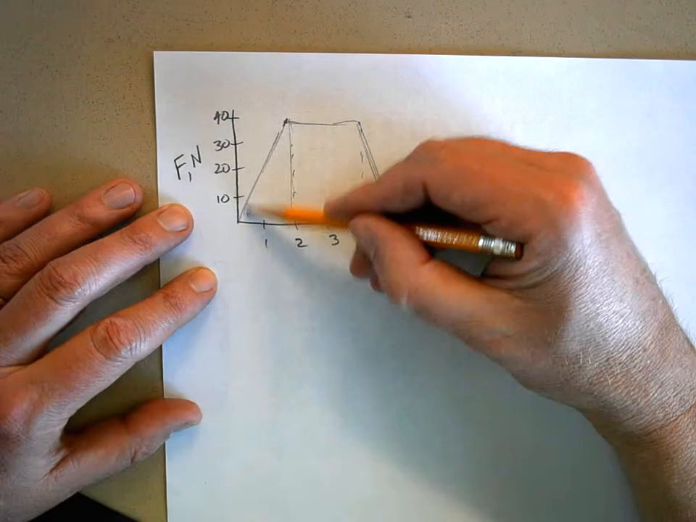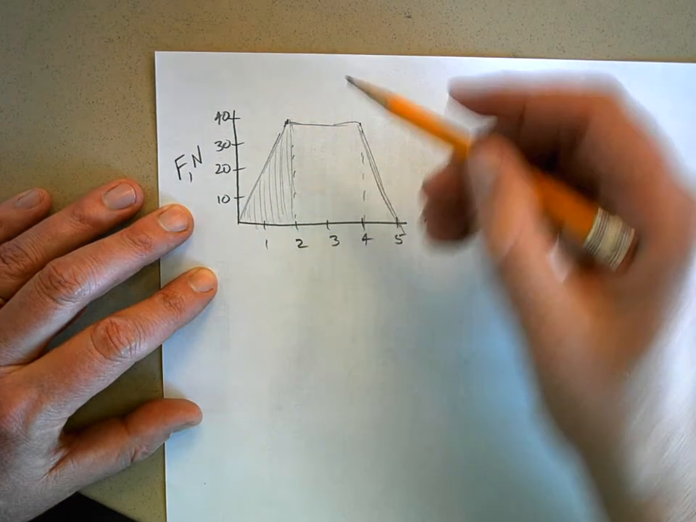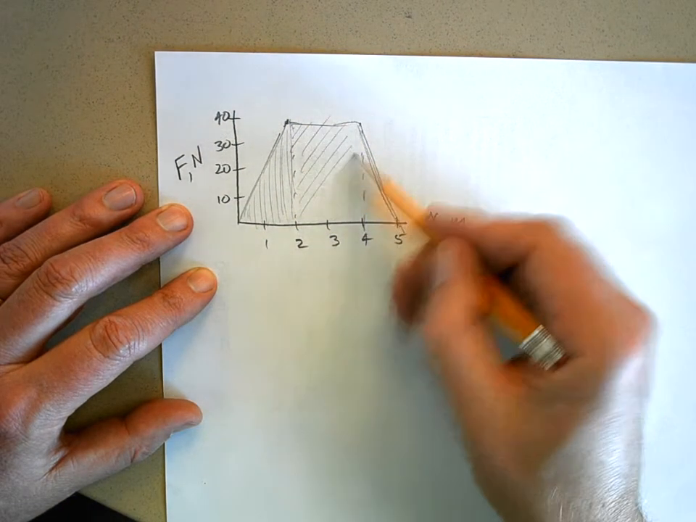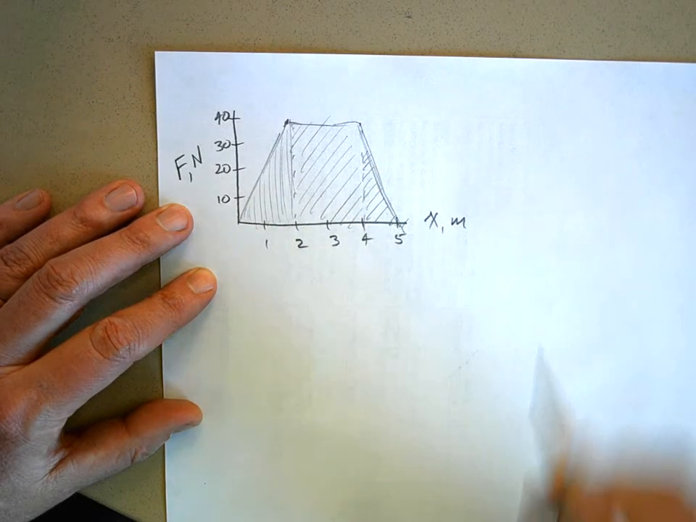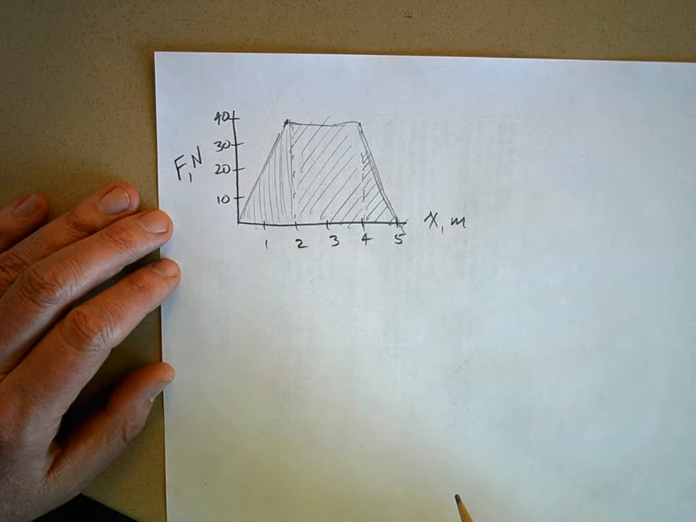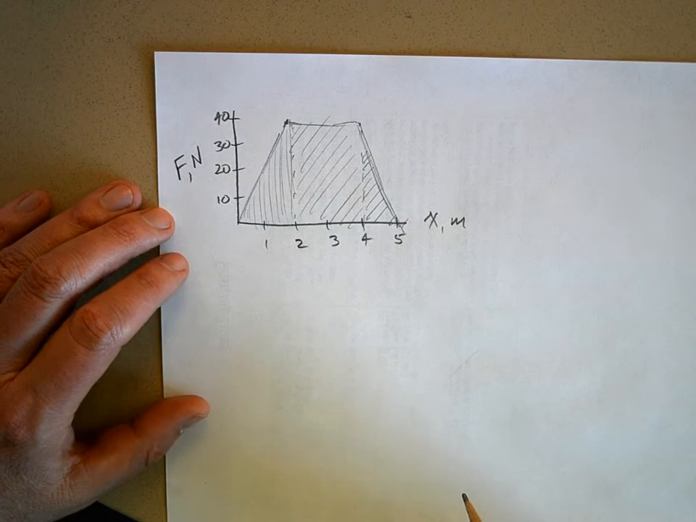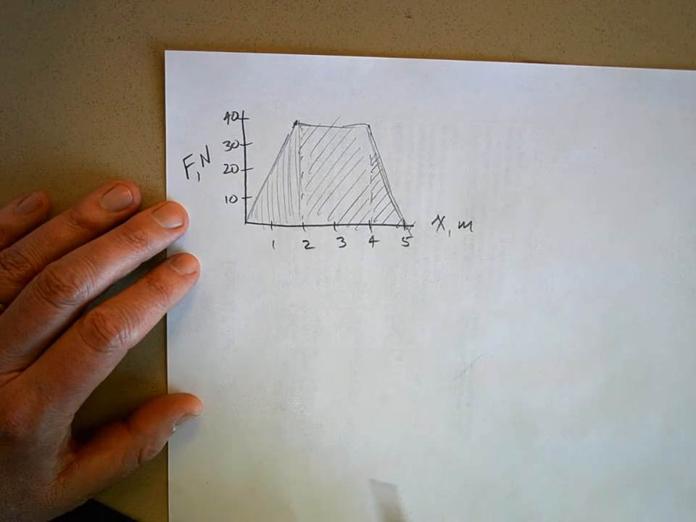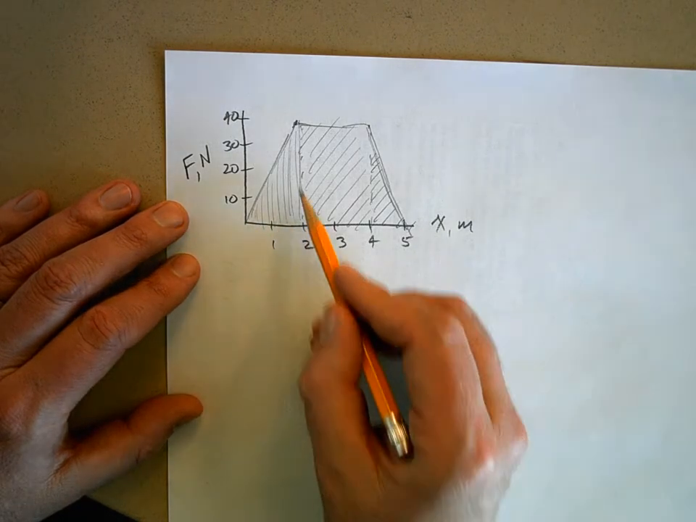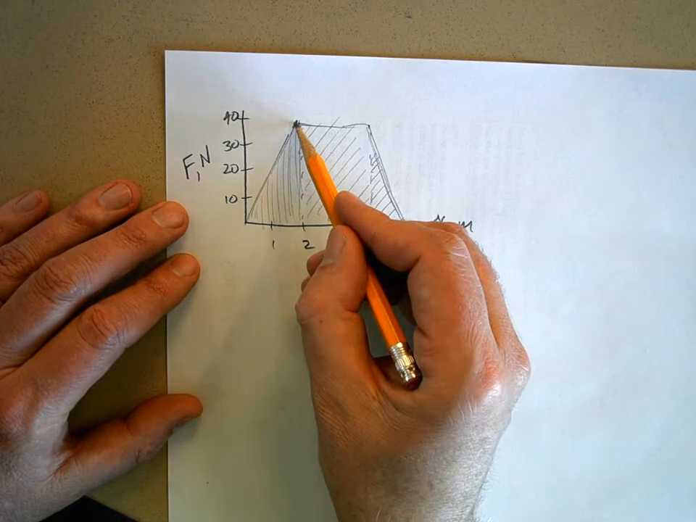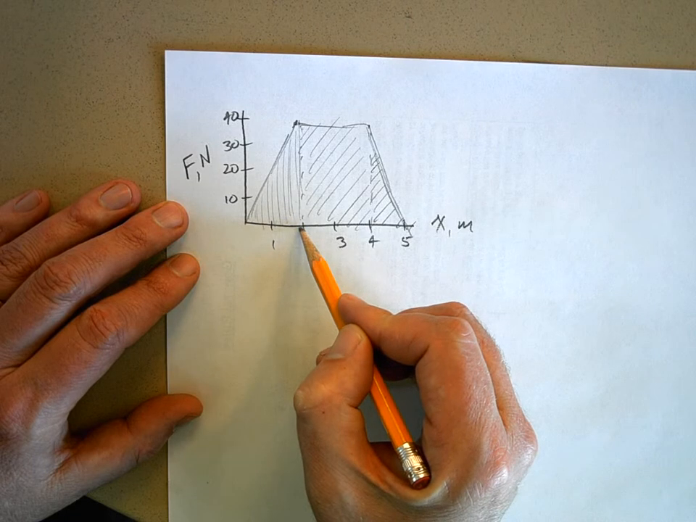I figure out how much work was done here, and how much work was done here, and then how much work was done here, and I would just add them together. The area underneath a force versus position graph represents work. Well, how much is here? Well, what's 2 times 40? It's 80. 80 divided by 2 because it's a triangle?